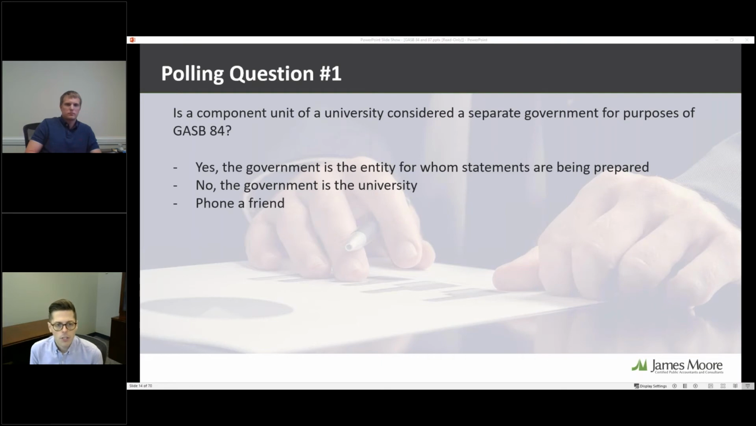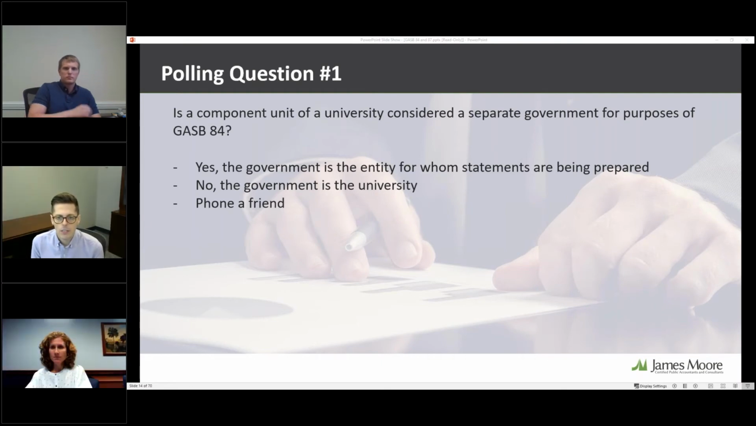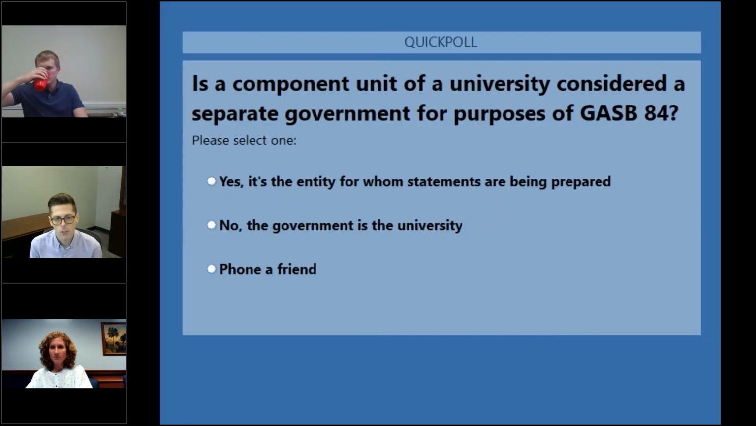So our first polling question: is a component unit of a university considered a separate government for purposes of GASB 84? And so our choices are yes, no, and phone a friend. We'll give everybody a few more seconds to answer this initial polling question. Okay, there's a few more coming in, so I'm going to close this out in just a minute here.